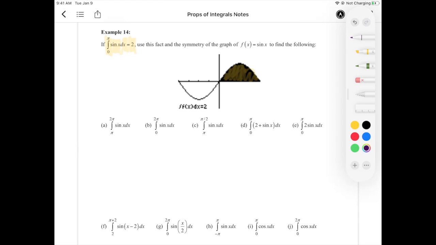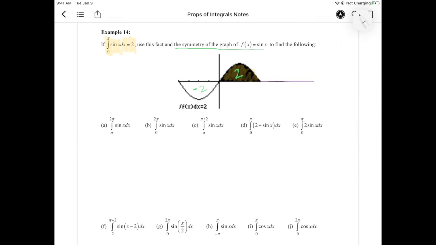Let's see if I can write in a bright color. Good, I can. So that thing equals 2, which means it wants us to use the symmetry of the graph. So if this is a perfectly symmetrical graph, I can say that this one is -2. And if I were to keep drawing my curve, because it goes on forever, I would say, okay, we have another -2 right here, and I have a +2. Okay, those are the definite integrals.